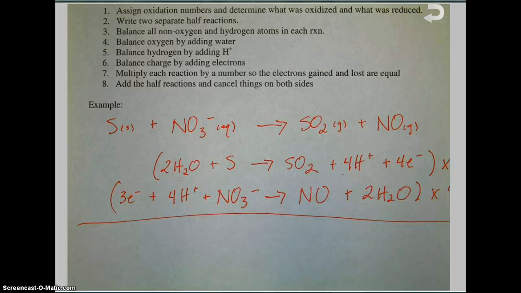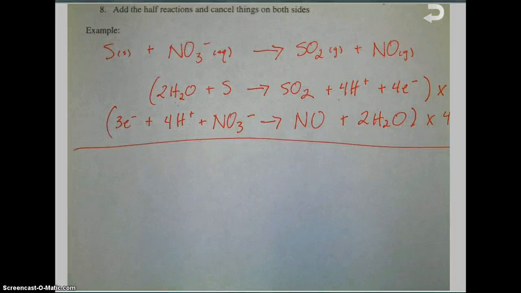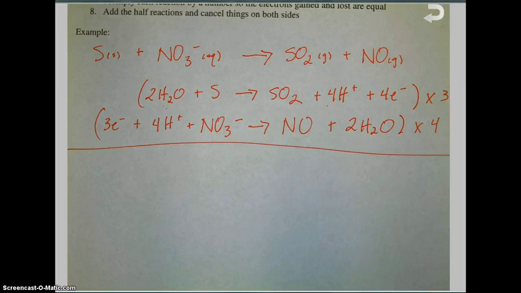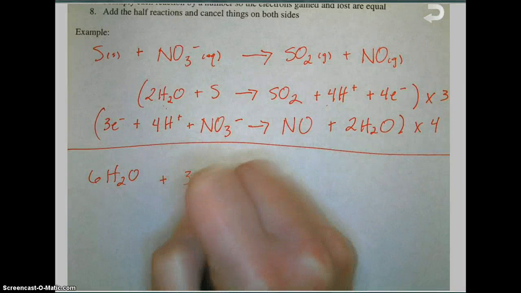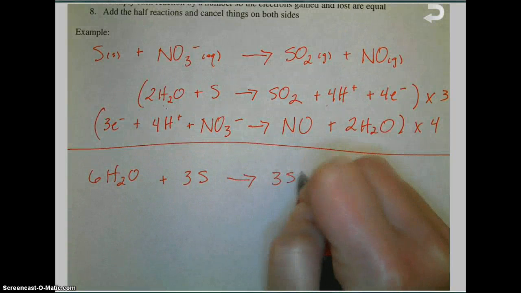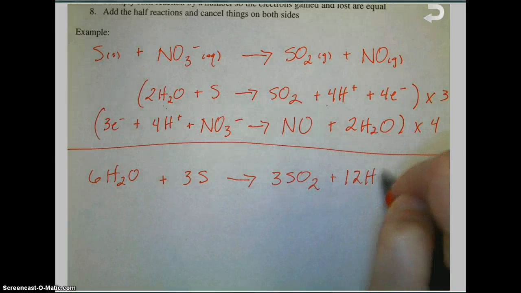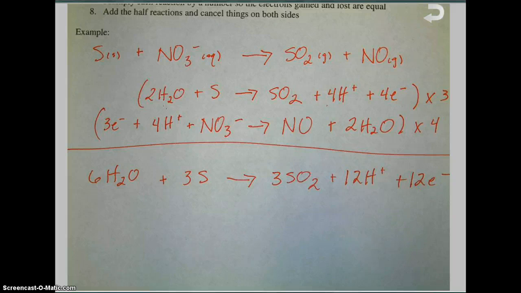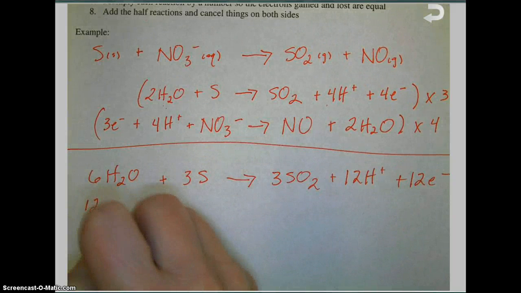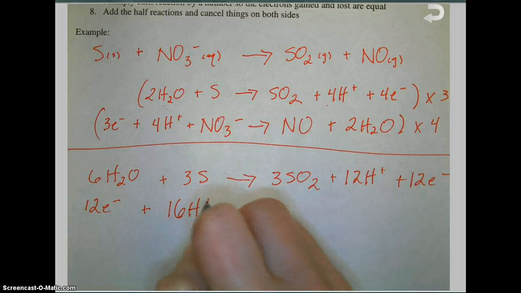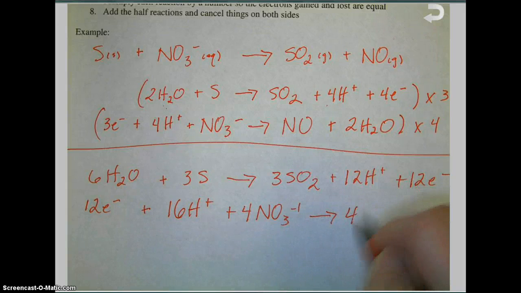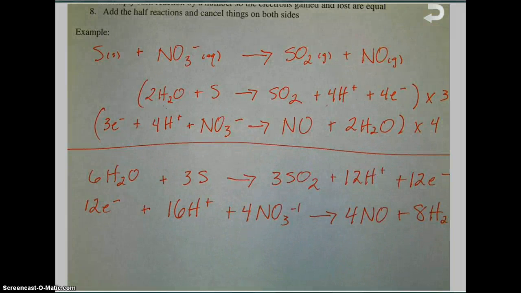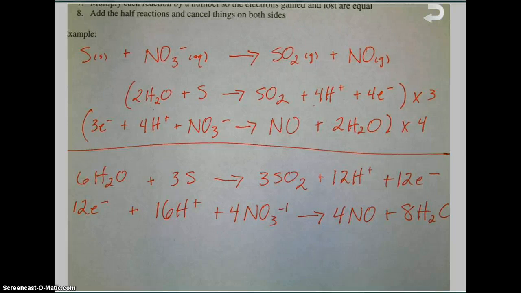So our first half reaction we rewrite. We're going to have 6 waters plus 3 sulfurs yields 3 SO2 plus 12 H+ plus 12 electrons. And our second half reaction, we're going to have 12 electrons plus 16 hydrogens plus 4 nitrates yields 4 NO plus 8 H2O. Okay, now the next thing we want to do is put the reactions back together.